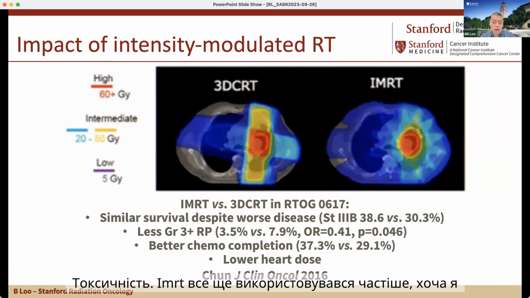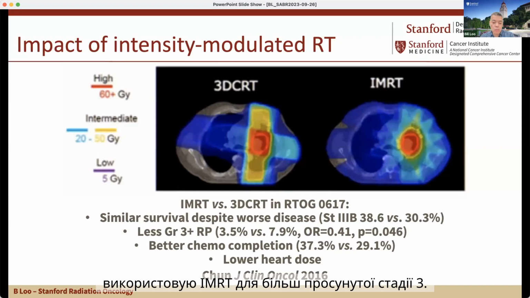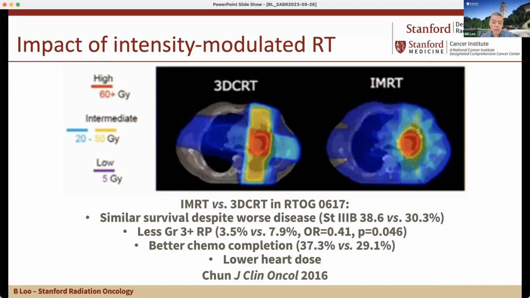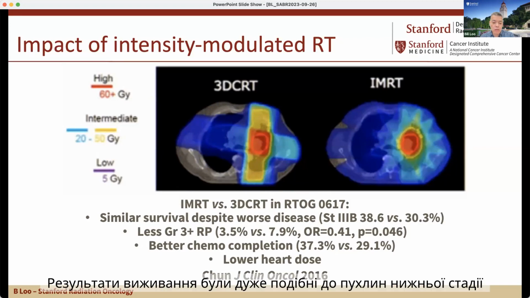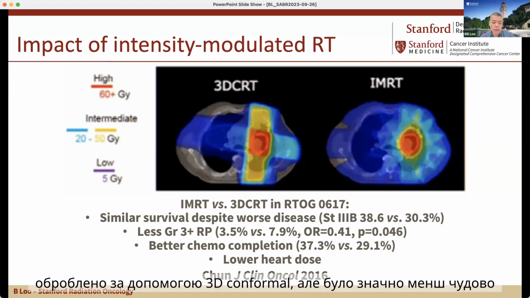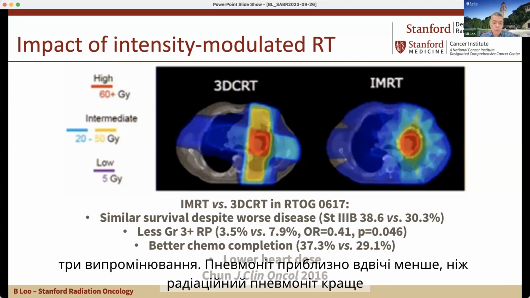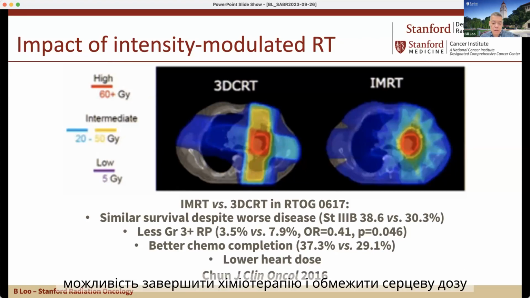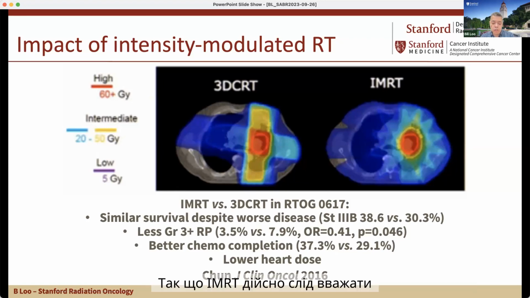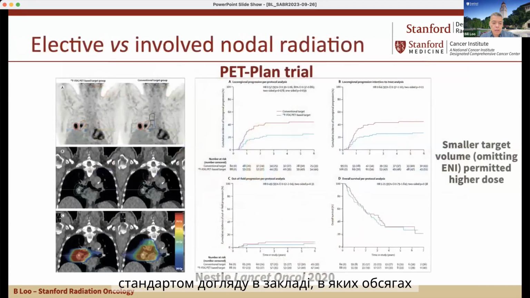Still, even though IMRT was used for more advanced stage 3, the survival outcomes were very similar to the lower stage tumors treated with 3D conformal, but there was significantly less grade 3 radiation pneumonitis, about half the rate of radiation pneumonitis, better ability to complete chemotherapy, and lower heart doses. So IMRT really should be considered the standard of care in this setting.